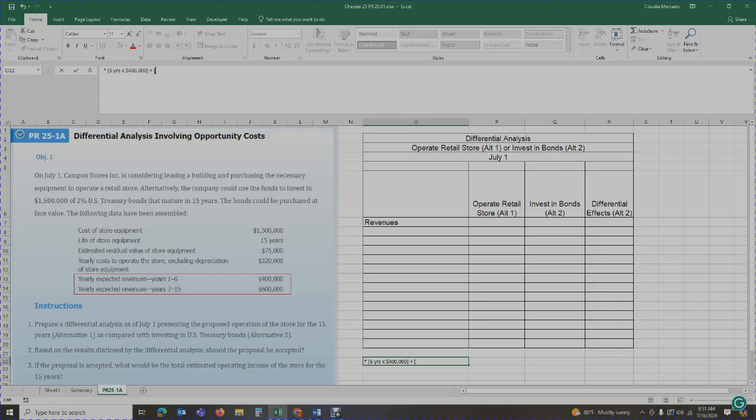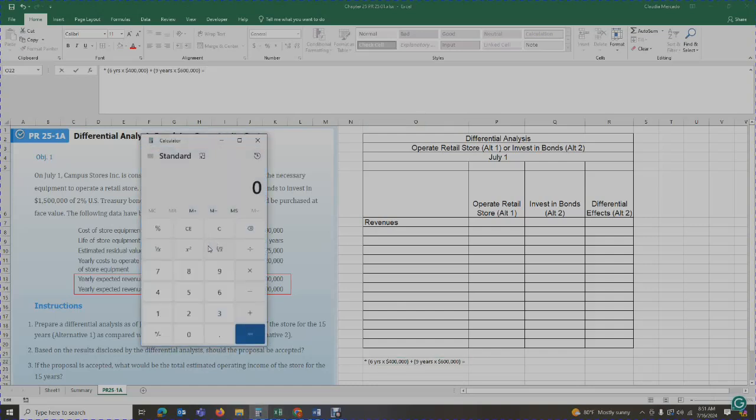And then I'm going to add from year 7 through year 15. How many years is that? So it's 7, 8, 9, 10, 11, 12, 13, 14, 15. That is 9 years, okay? And we're going to multiply those 9 years times 600,000. So then that will give us, let's see what it gives us.